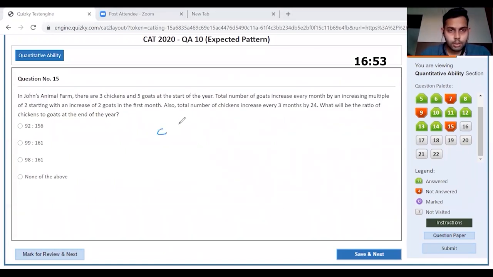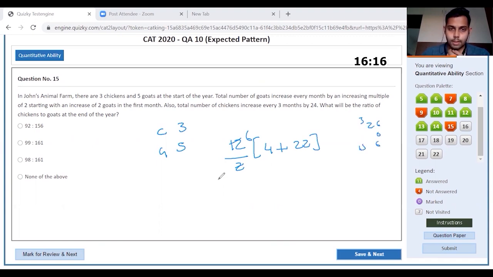Okay, chickens 3, goats 5. Goats increase every month starting with a multiple of 2. Okay, so goats are increasing all 12 months. So 12 by 2, n by 2, into, we are just taking the increase right now. So let's say they increase by 2. So 2 into 2, 4, plus 12 minus 1 is 11, into common difference is 2, 22. 26 into 6 is 156.